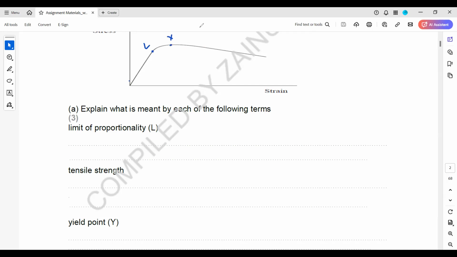But I advise students to mark the yield point when you find that the graph becomes parallel to the strain axis. But it is acceptable even if I mark here, here, or here. It's fine, acceptable, because you're not doing the experiment. But the best point is where it becomes parallel to the strain axis. You mark that as the yield point.